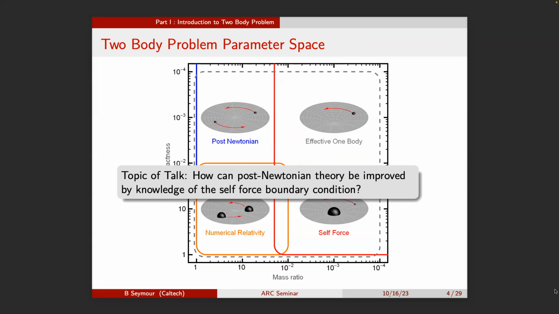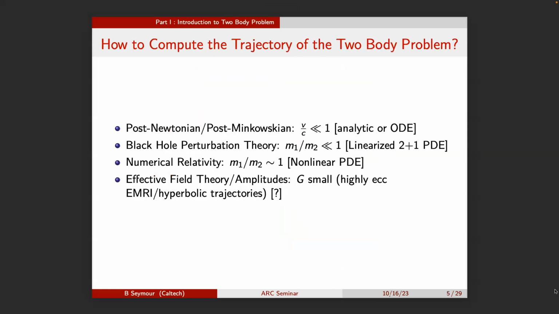Here is a bunch of typical ways to compute the trajectory in the two-body problem. You can do post-Newtonian or post-Minkowskian, where you're expanding about v over c, and generally this is analytic. Well, it's analytic if you say it's quasi-circular, and most of the time it's probably going to be an ordinary differential equation. Then you compute the time-domain waveform or trajectory, and you can convert it to a frequency-domain waveform using the stationary phase. That's how most of them work.